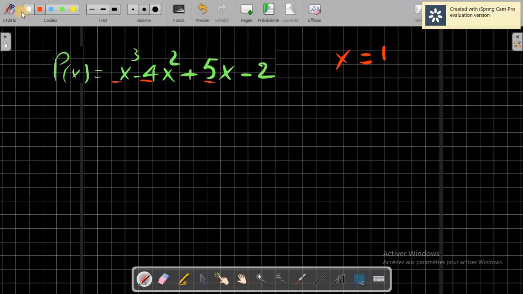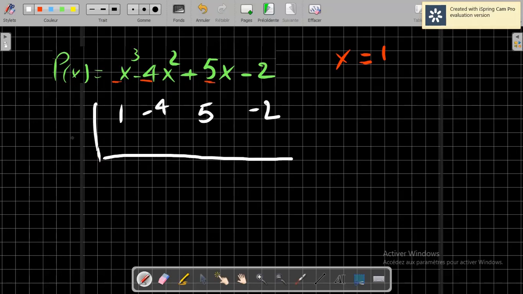So why not? Now I will again take all the coefficients of the terms that I have, and I will order them. So I have 1, negative 4, 5, and negative 2. So I'm trying to check this time for negative 1. So I drop down the 1, and outside of the borders I just have to multiply, and inside the borders I need to add vertically the numbers that I have.